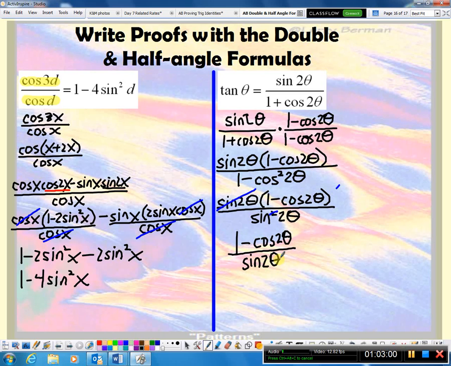Compare, guys. The structure here is 1 minus cosine x over sine x. Do you recognize that as the formula for tangent of 1/2 x? So I take it back and I say this is supposed to be tangent of 1/2 x. What's in place of the x over here? 2 thetas. Oh, half of 2 theta is theta, and that's what I wanted.